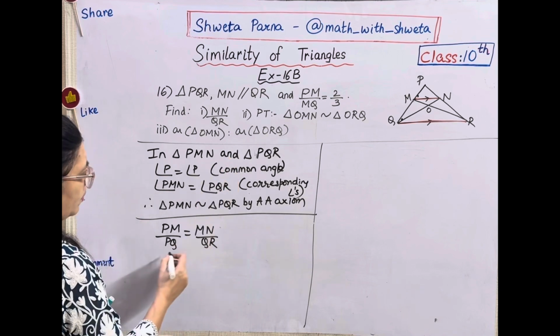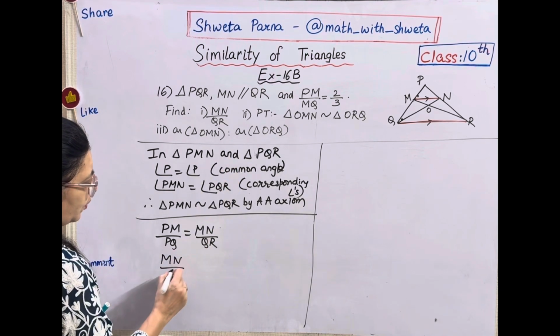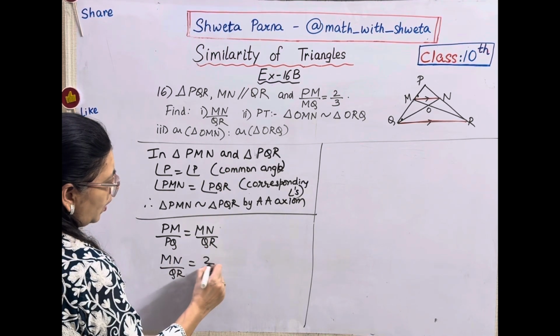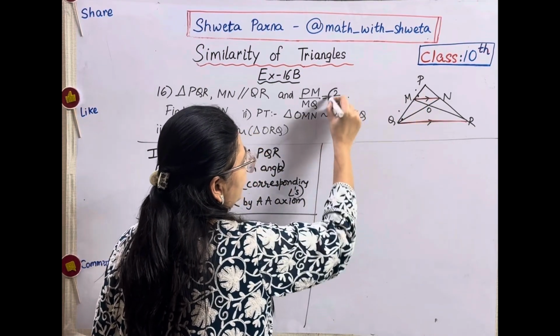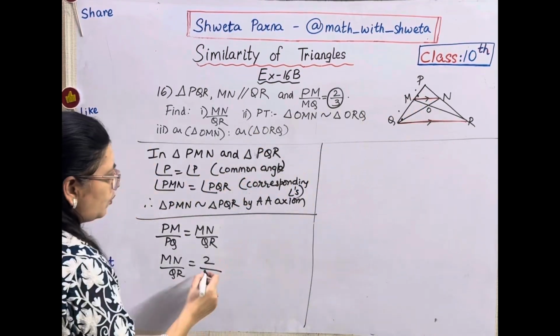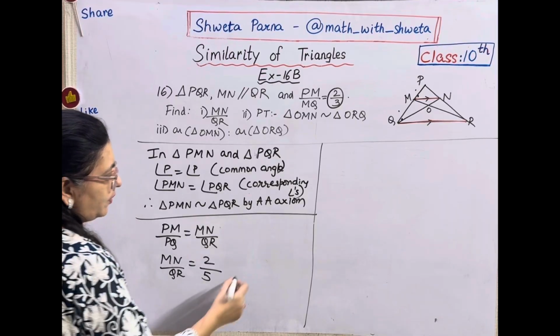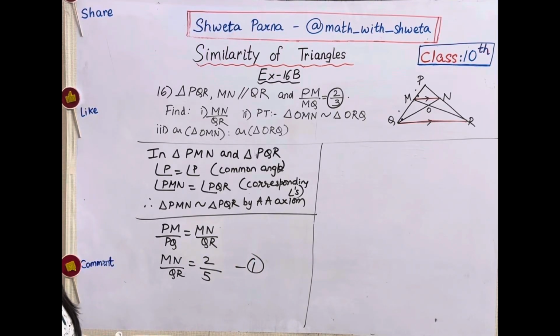What is PM? So PM would be 2 upon PQ, which is what? It is 2 plus 3. This ratio is already given. So it would be 2 upon 5. This is the first part of the question.